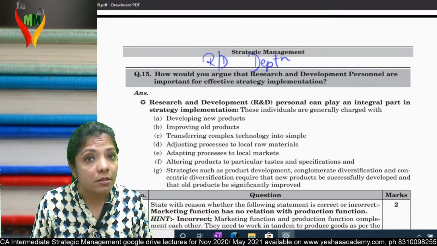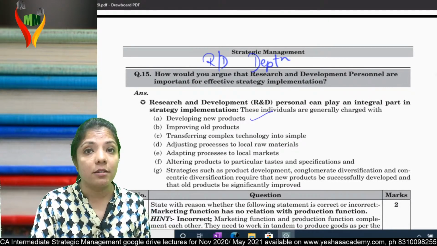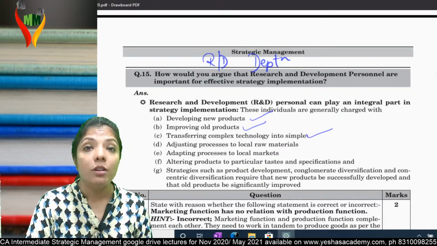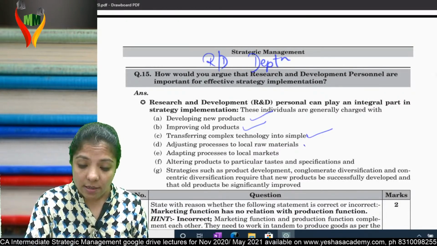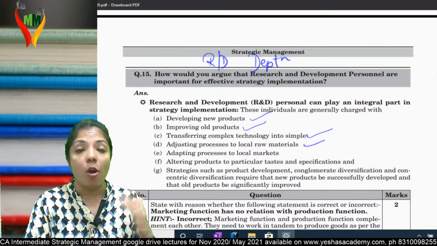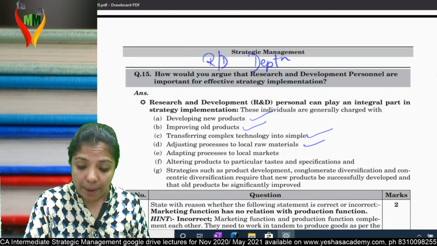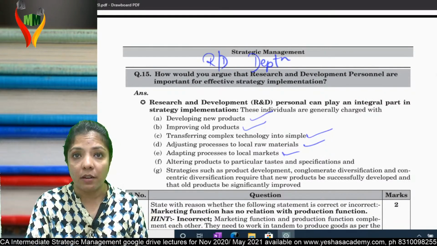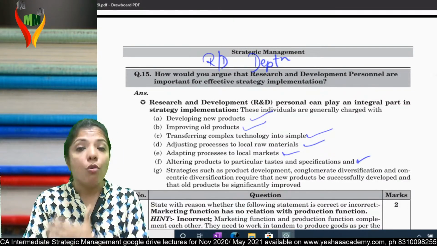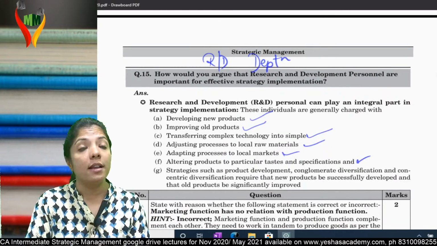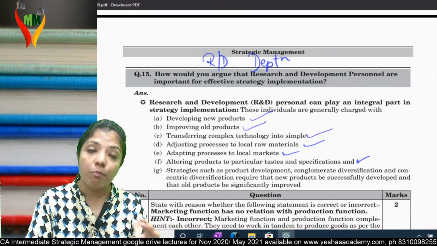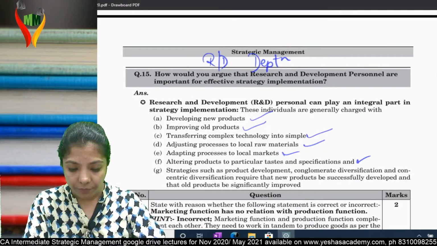Very, very important. It develops a new product, improves the old product, transfers complex technology into simple technology, and adjusts the process to local raw material. Whatever the process, you can't change the raw material, so you have to adjust the process. Then altering the product as per taste and specification of the customer. Who does all these things? All of this is done by the R&D department. So R&D people play a very important role. Am I clear?